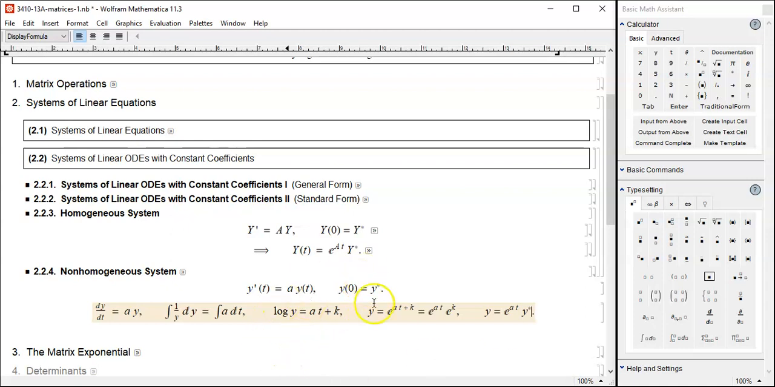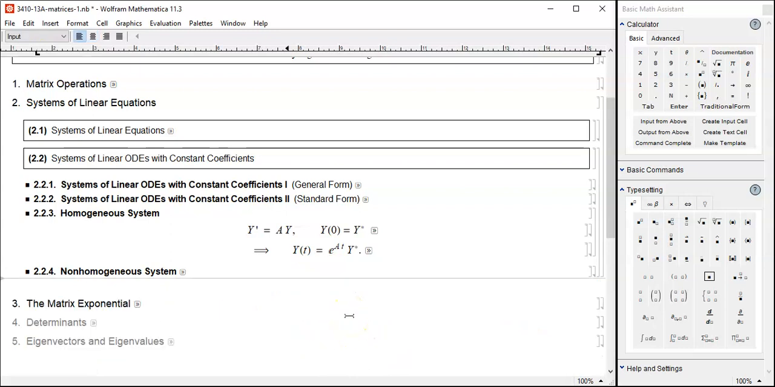So for the one-dimensional case, it makes perfect sense. But for matrices, does this make sense? That is a big question. We do not have separation of variables. We cannot divide like this. Certainly, this method will not work for matrices. But amazingly, it still works if you cleverly define this exponential, the matrix exponential.